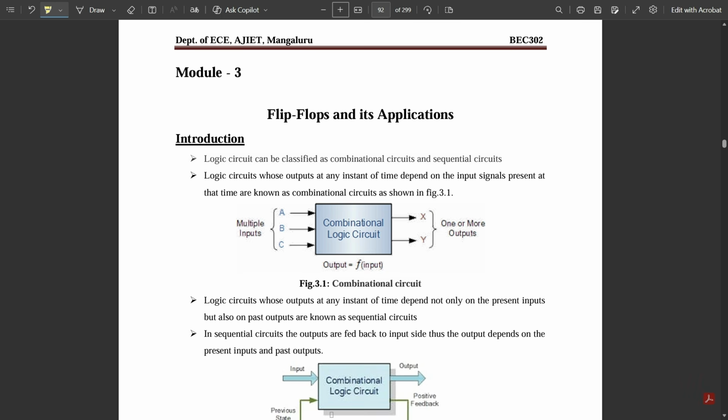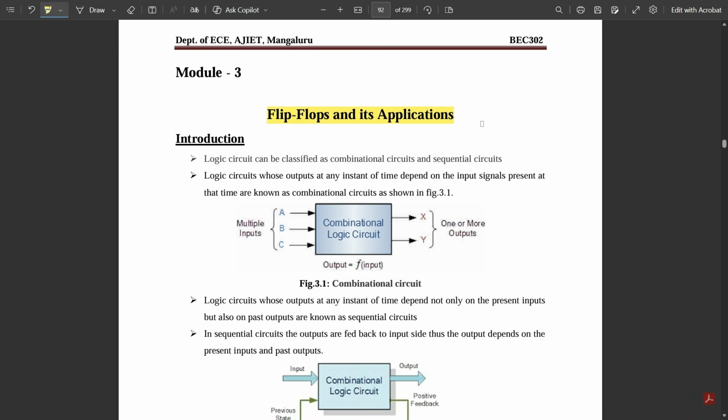From this video onwards, we are going to be starting with the concepts related to module 3. The name of the module is flip-flops and its applications. This is a very lengthy and vast module where we are going to be discussing a lot of concepts related to sequential circuits, types of flip-flops, master slave SR, JK flip-flop, and the characteristic equations of different flip-flops, that is SR, JK, T flip-flop and D flip-flop.